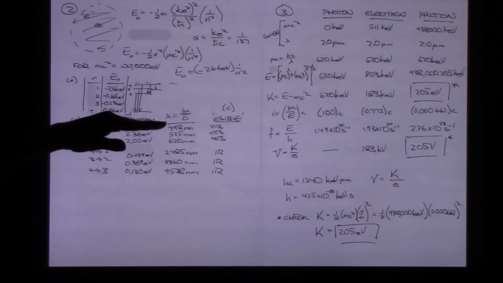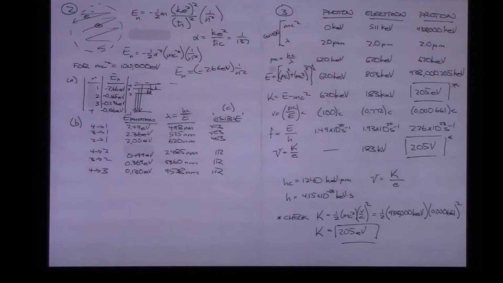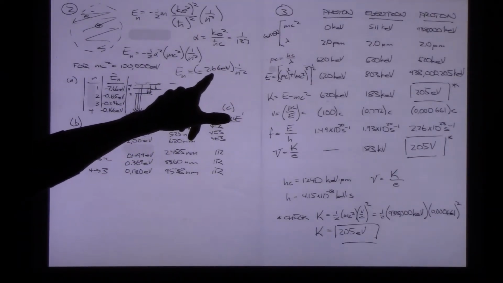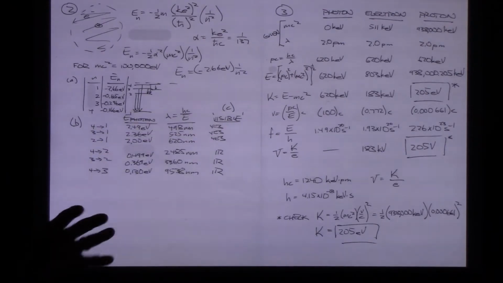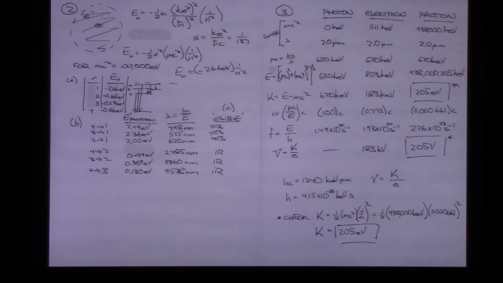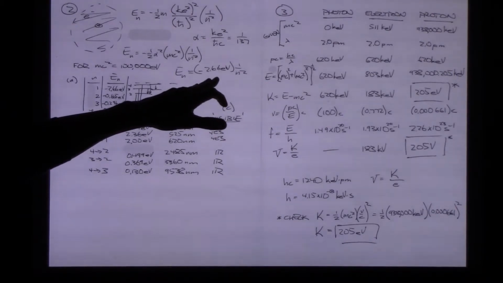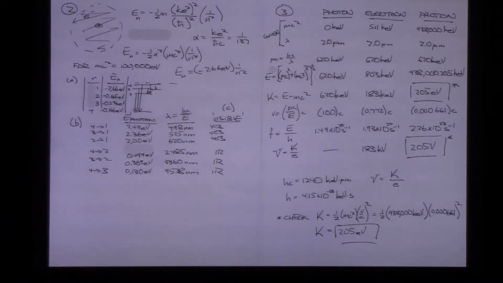Now, the relative pattern looks the same. So it still looks like 1 over n squared, but instead of 13.6 here, it's 2.66. So that's the effect of changing the mass by a factor of 5. We have reduced all of the energies by a factor of 5.